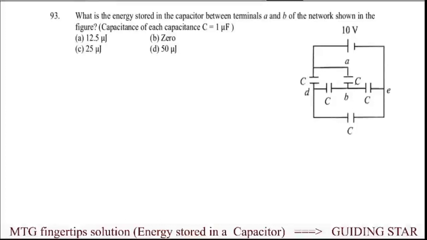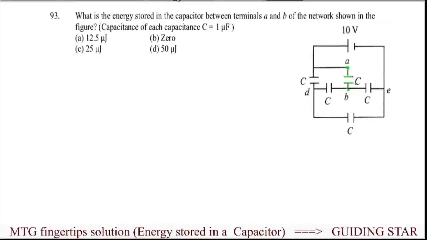In this question, what is the energy stored in the capacitor between terminals A and B of the network shown in the figure? So here it is terminal A. Let me indicate it here. This is terminal A and this is terminal B. That means it is asking about the energy stored in this particular capacitor. Clear? Here this is the capacitor. Clear? And the capacitance of each capacitor is 1 microfarad.